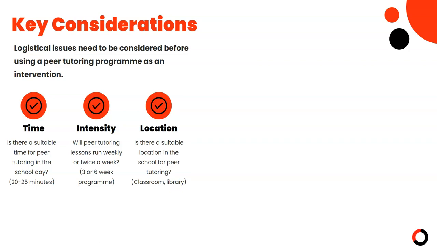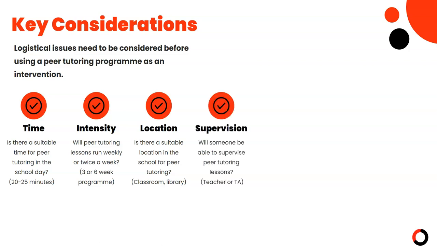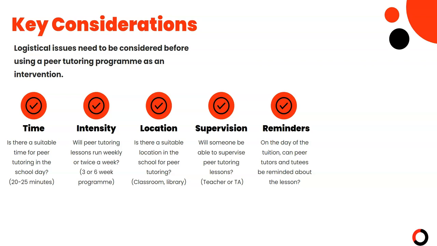Location. Is there a suitable location in the school for the peer tutoring, such as the library or the classroom? And supervision. Will someone be able to supervise the peer tutoring sessions? This could be a TA or a teacher. Reminders. On the day of the tuition, can peer tutors and tutees be reminded about the lesson? This will help with the attendance.